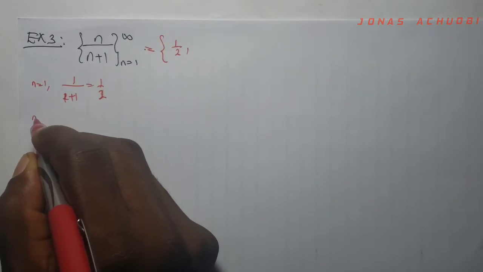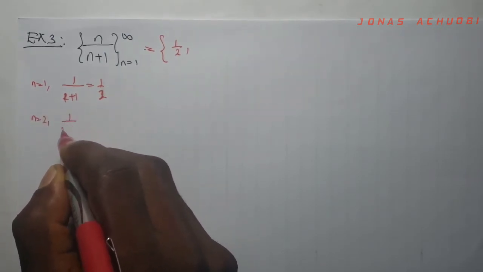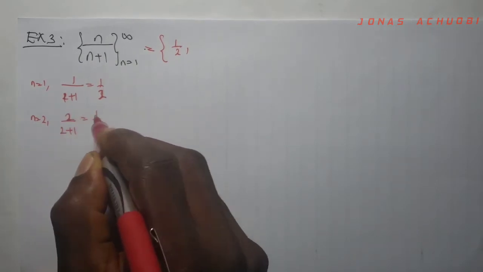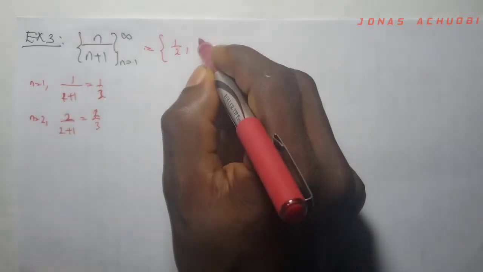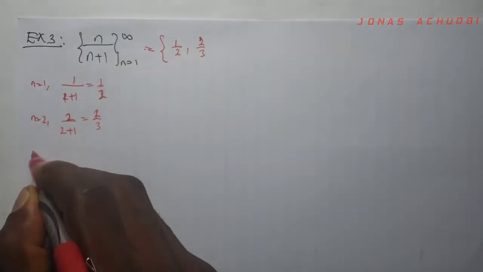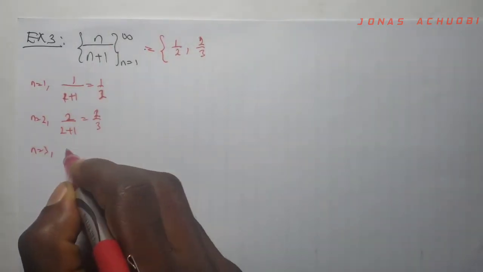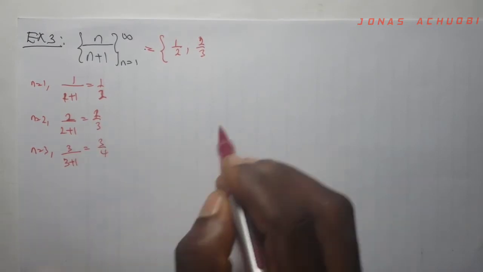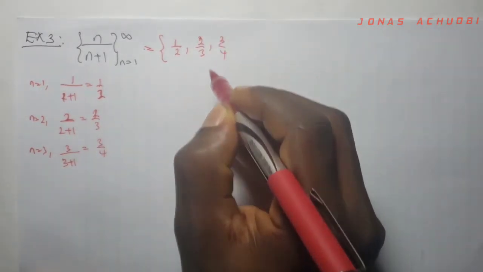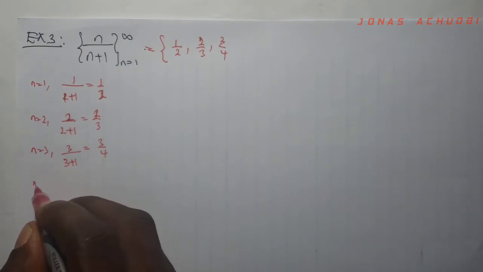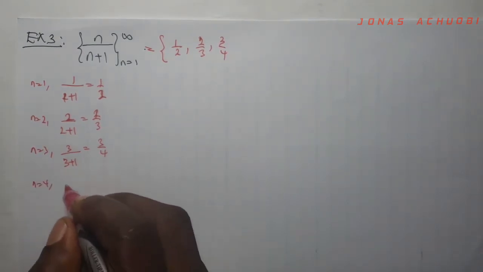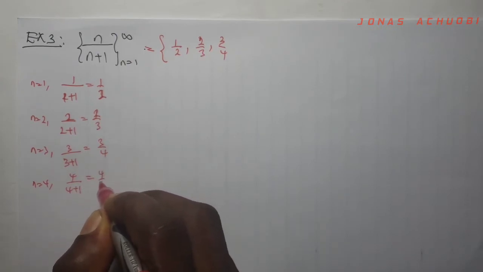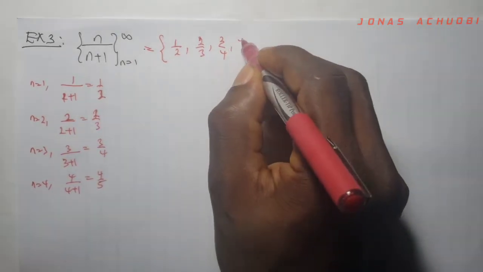The second term of the sequence is when n is 2, so 2 over 2 plus 1, that is 2 over 3. When n is 3, we have 3 over 3 plus 1, that is 3 over 4. And let us take one more term. When n is equal to 4, we have 4 over 4 plus 1 equal to 4 over 5.